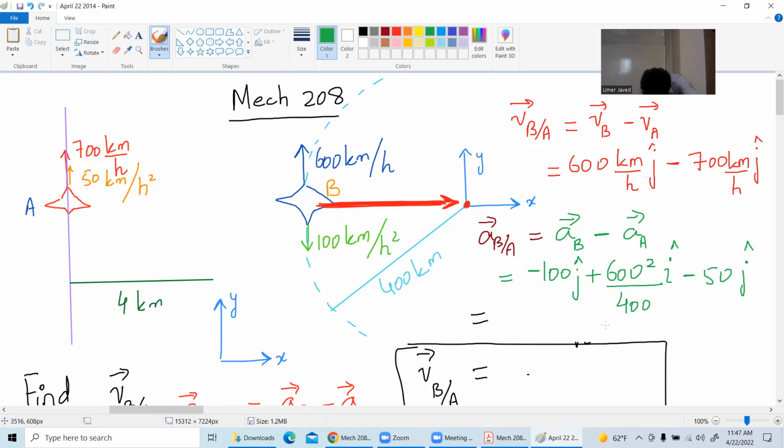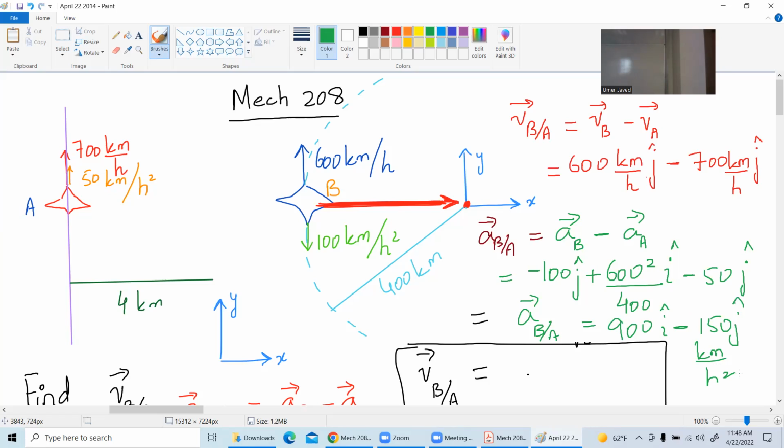Now all of these are in kilometer per hour squared, and your final answer comes out to be 900 I minus 150 J. What are the units? Kilometer per hour squared. I really went at sonic speeds. Is this clear or not? No?